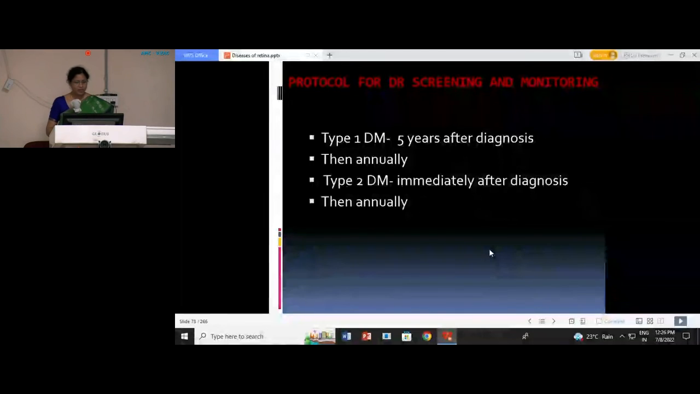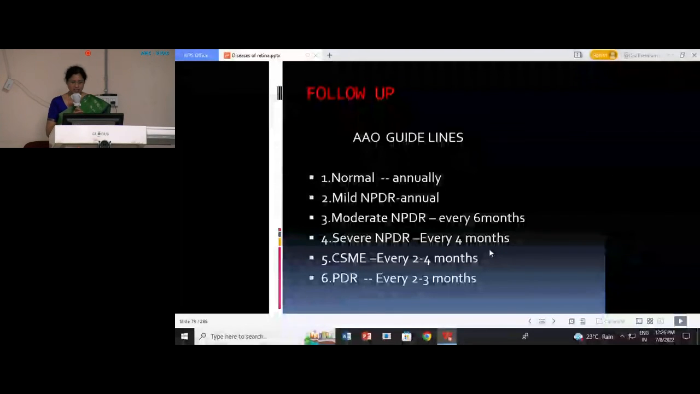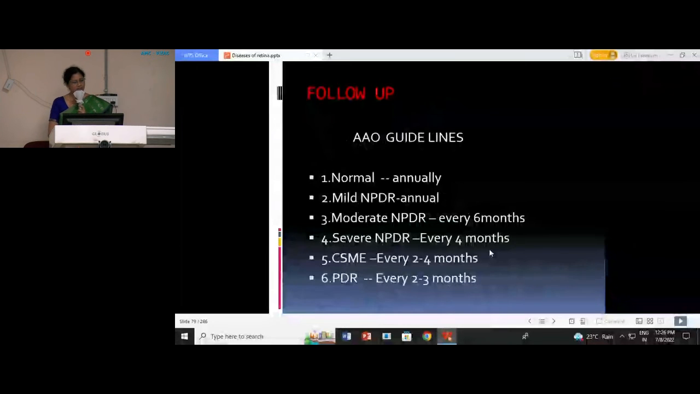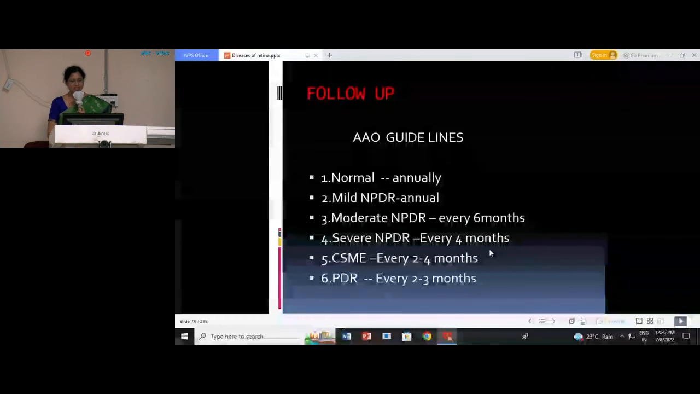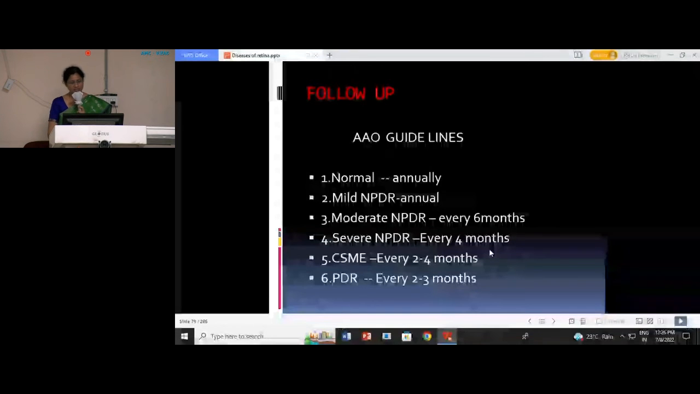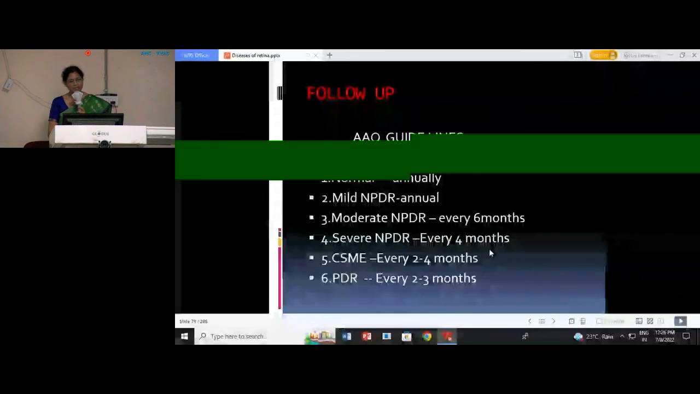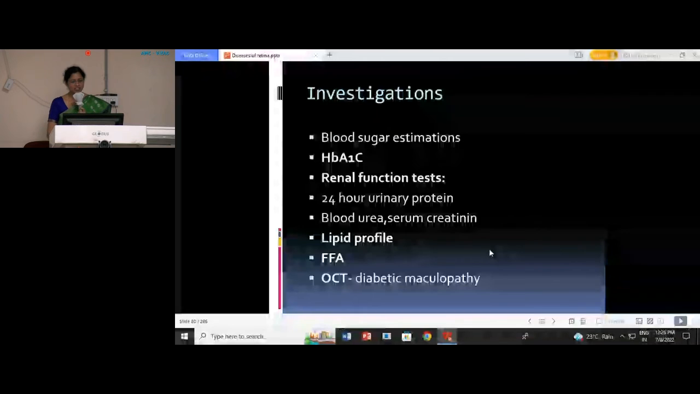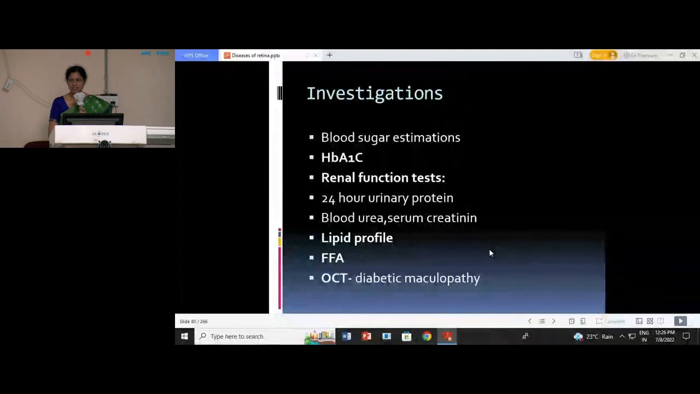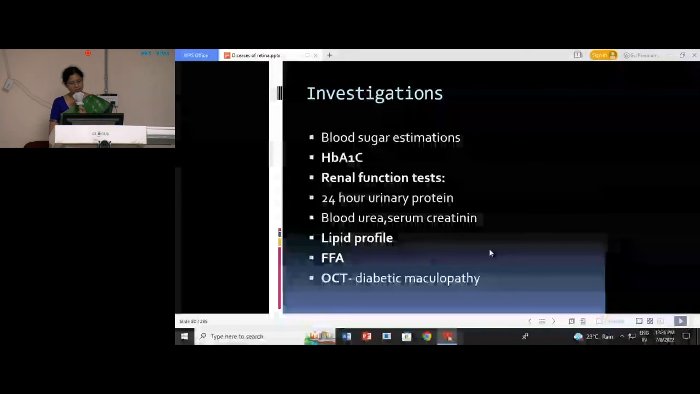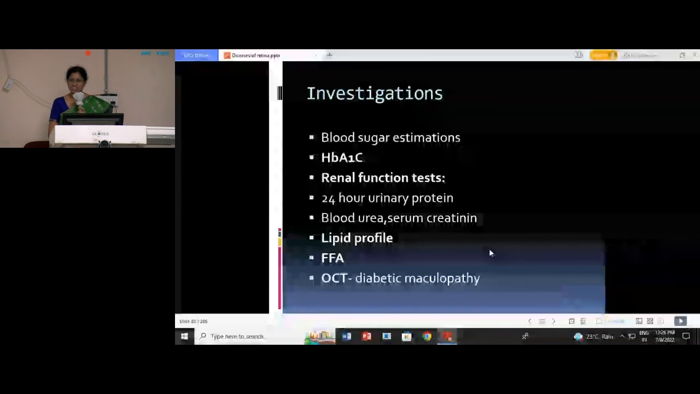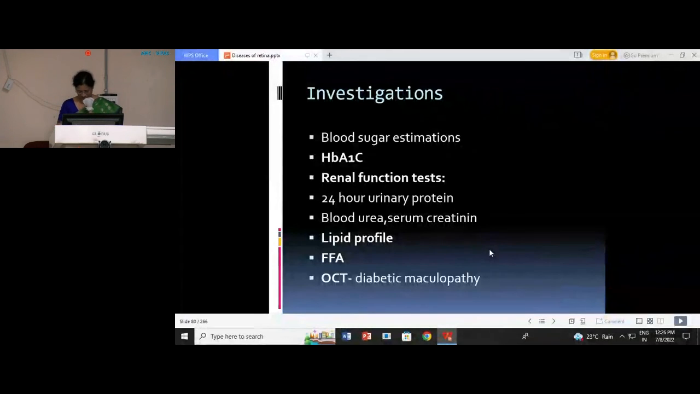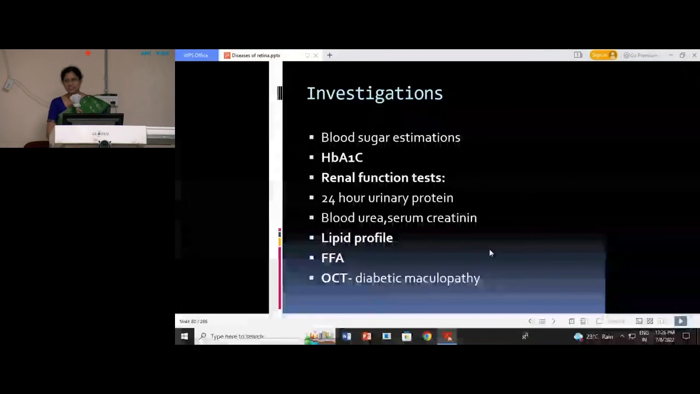According to American Academy of Ophthalmology guidelines, if the retina is normal, then annual checkups, and according to the type of diabetic retinopathy, we advise the follow-up examinations. So what are the investigations? Blood sugar estimations like fasting and postprandial blood sugar, HbA1c, the renal function test, and then lipid profile, and ocular investigations are fundus fluorescein angiography and then OCT. OCT is helpful, especially in case of diabetic maculopathy.